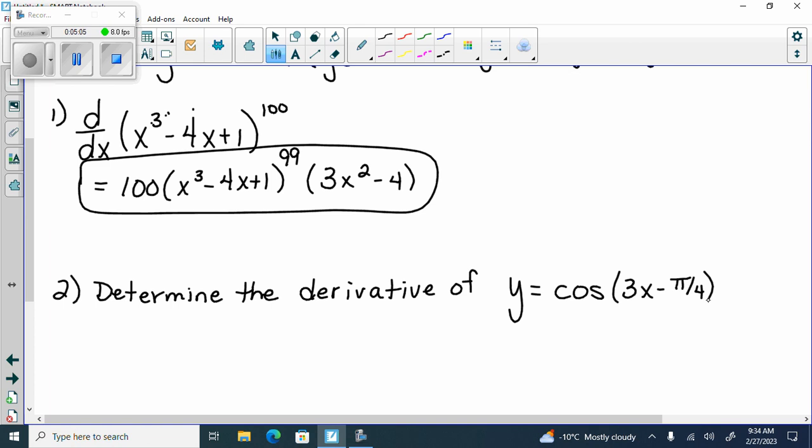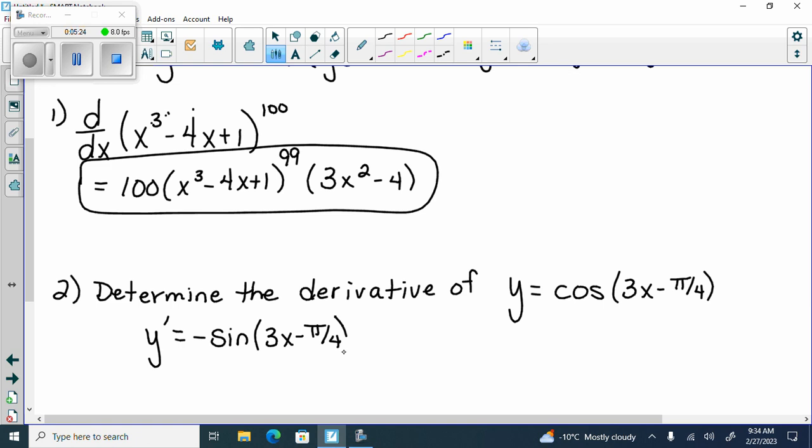So y prime would be, what's the derivative of cos? Negative something, because when I take the derivative of anything with a c, it's negative. So negative sine, rewrite what's inside.